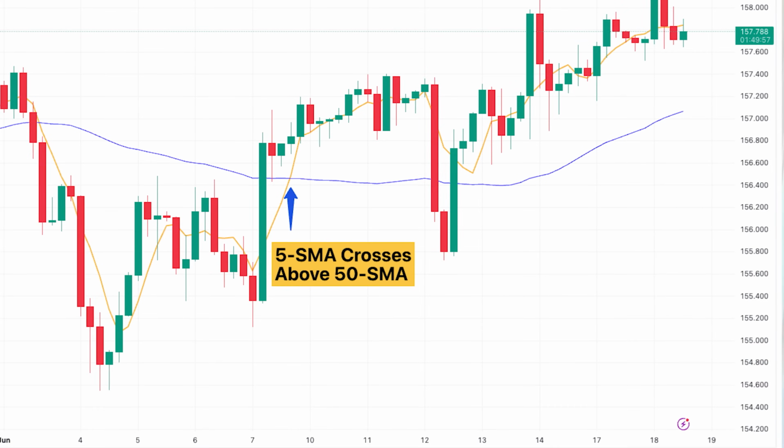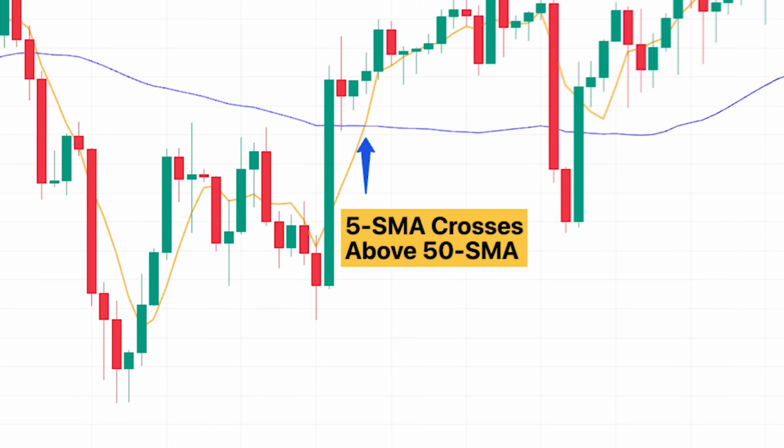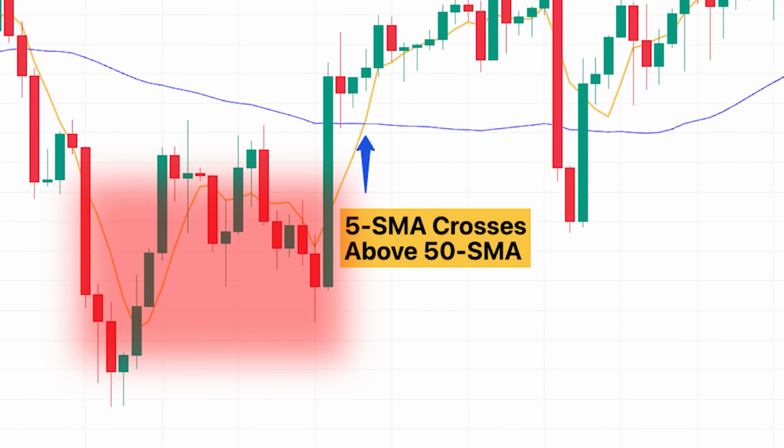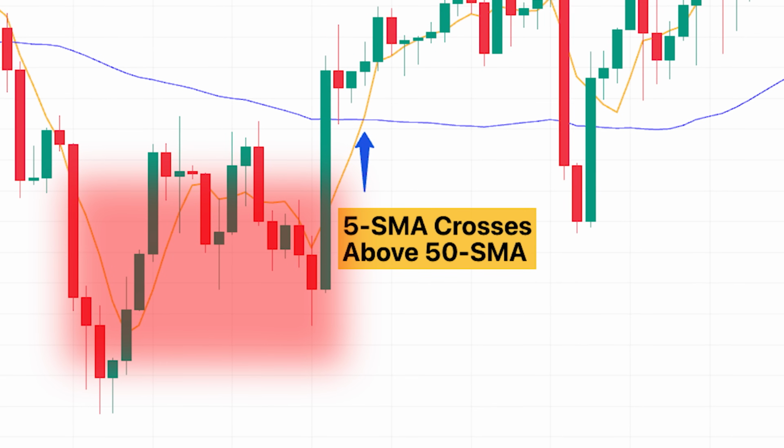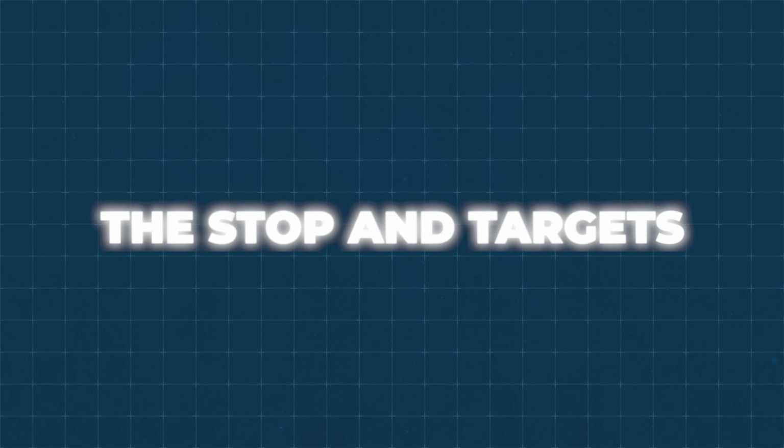But there is one wrinkle, which is that after the 4-hour candle shows the 5 simple moving average crossing below the 50 simple moving average, you don't just want to take the trade. You want to wait for a retrace back to the 5 SMA. Sometimes this retrace could be a big retrace, but oftentimes it's a shallow one. Before we look at the charts, let's talk about the stops and targets.